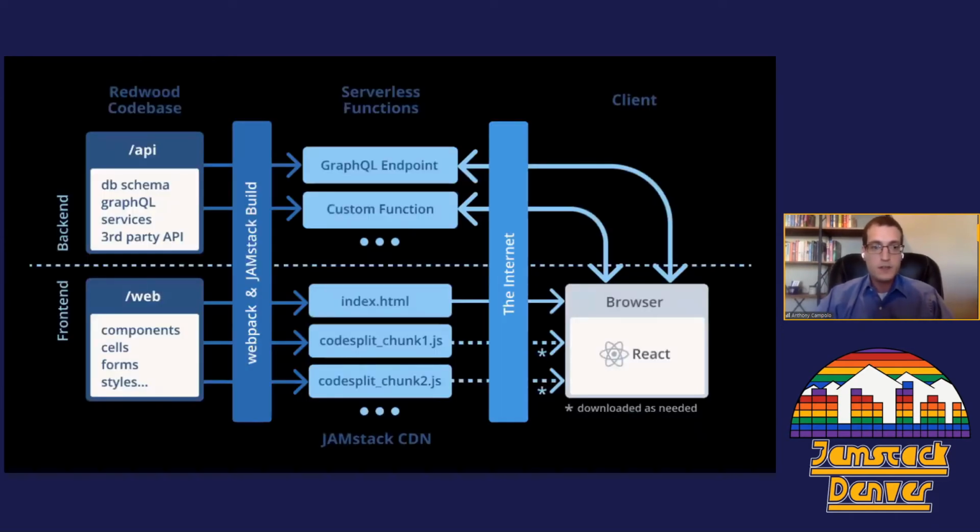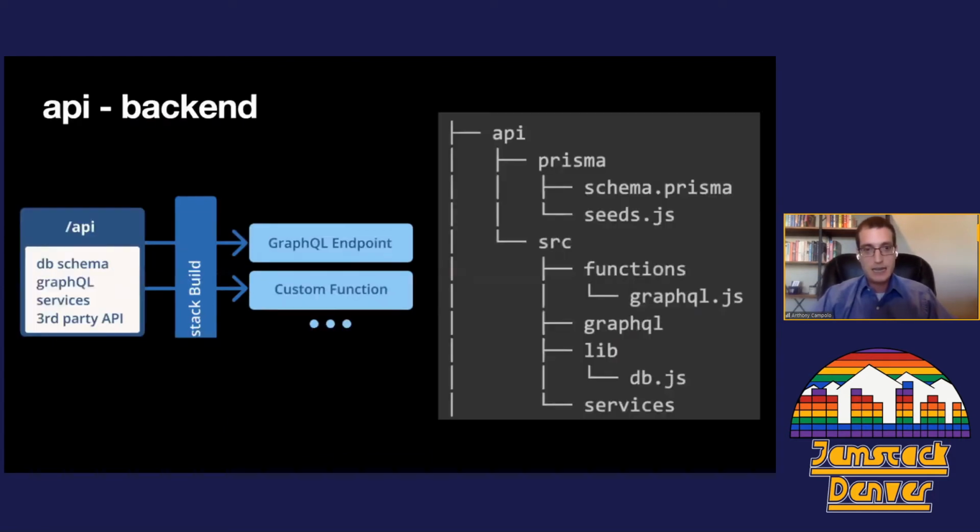Okay, so back to this. We saw the bottom left part. We saw the web directory so far. Now we're going to look at the top left part, which is the API directory. So we've got 2 big things going on here. We've got the Prisma folder, and then we've got the source folder, which is kind of our whole backend.